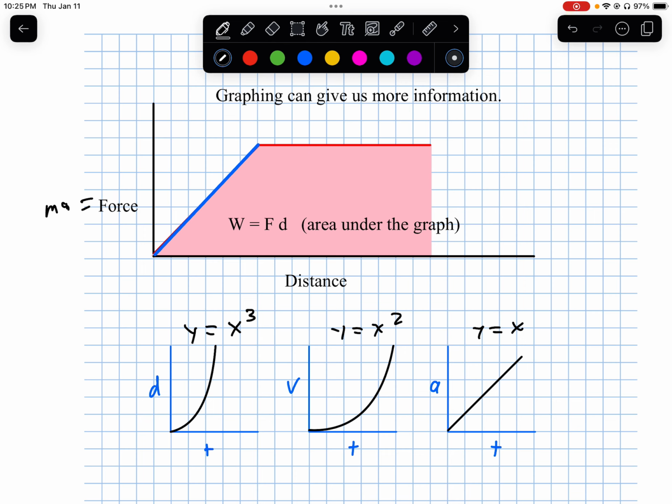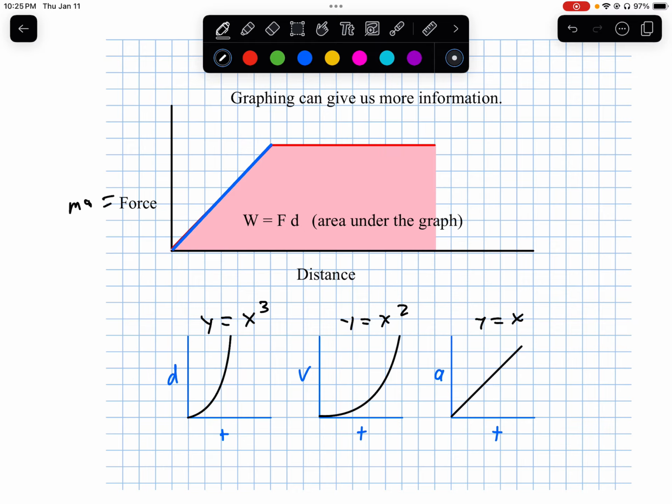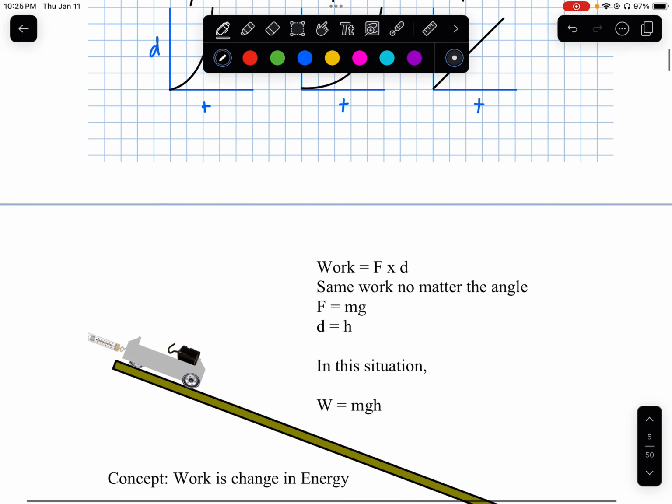So anyways, that's all I wanted to say about the graphing. That's more than enough for now. Let's move on to connecting this all to energy, okay?